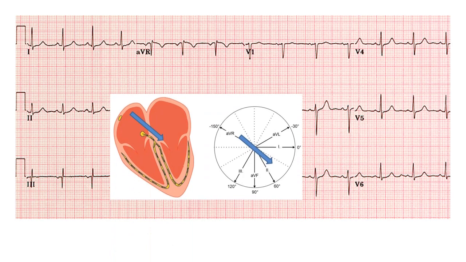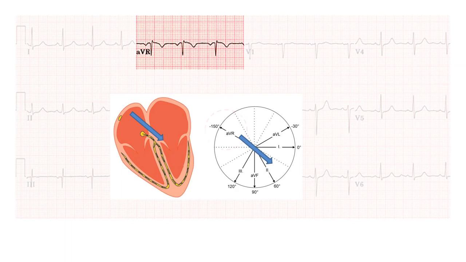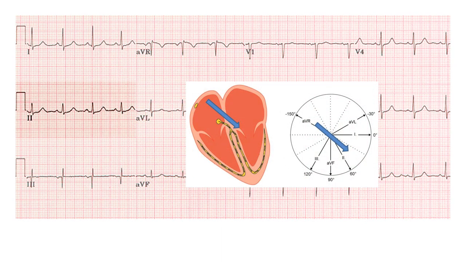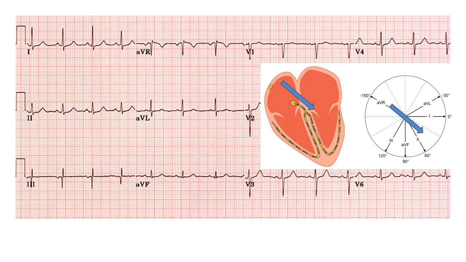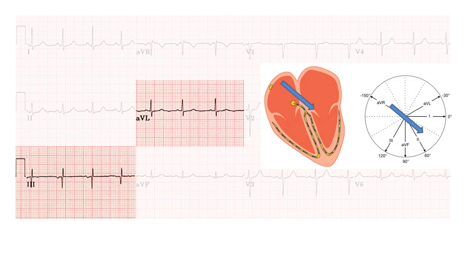First, observe the augmented lead AVR. The vector of depolarization is in the opposite direction, so all waves are negative. Now look at lead 2. The depolarization vector is in the same direction as the lead, so the mean QRS complex is in the positive direction. Then observe lead 3 and AVL. Depolarization is not exactly the same nor opposite in direction, so nearly equiphasic waves are seen. That is, the QRS complex has both negative and positive waves with nearly equal electrical potential.